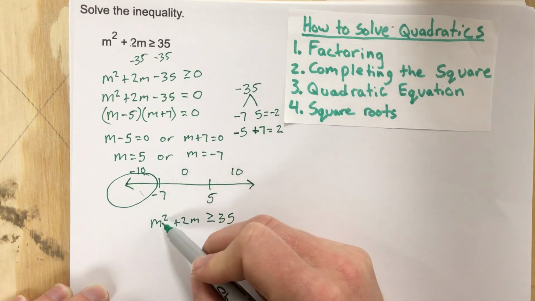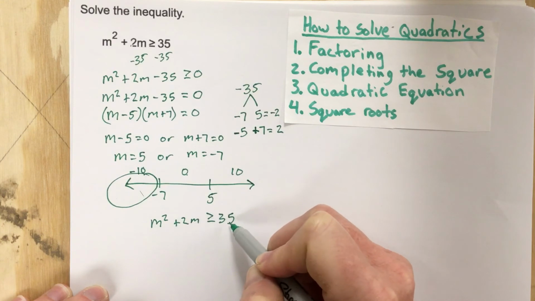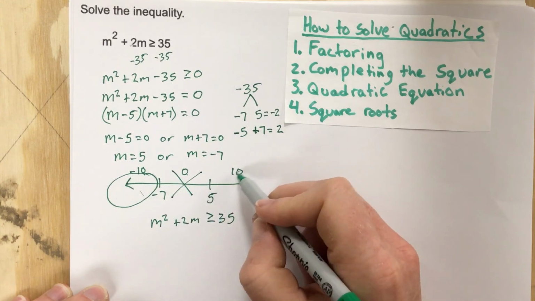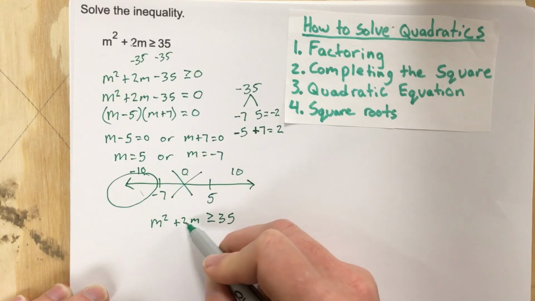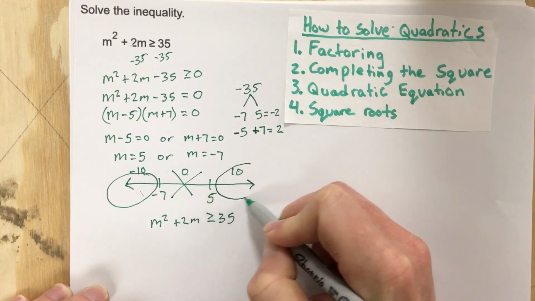Plug in 0. 0 cancels this term and this term, so I have 0 greater than or equal to 35. No, that's not true. Plug in 10. 10 squared is 100 plus 20, right? 2 times 10. 100 plus 20 is 120. That's greater than 35. These are solutions here.